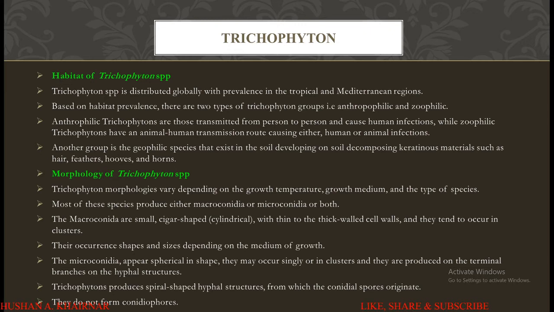The microconidia appear spherical in shape, they may occur singly or in a cluster, and they are produced on the terminal branches of the hyphal structure. Trichophytons produce spiral-shaped hyphal structures from which the conidia spores originate. They do not form the conidiospore.